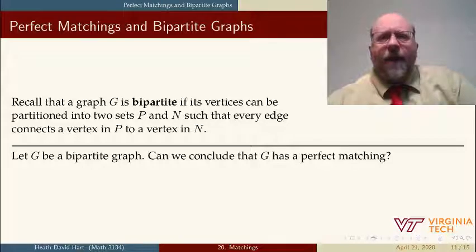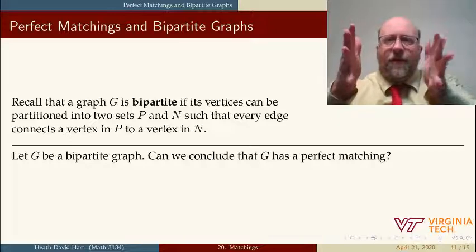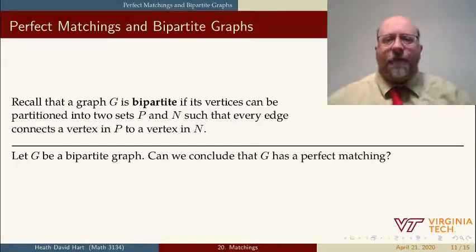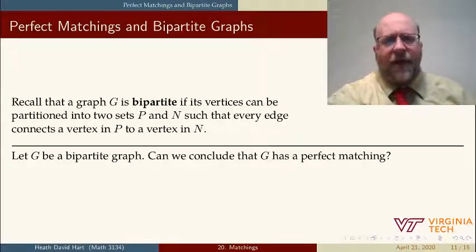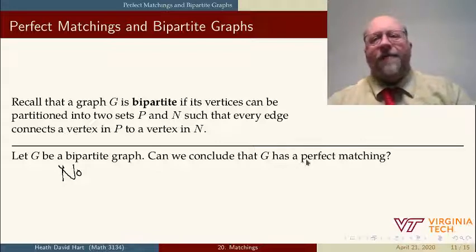So we're going to look at, in a little while, a connection between perfect matchings and bipartite graphs. This seems kind of natural. If I'm matching up vertices to other vertices, that sounds like the way that bipartite graphs work. But the connection is not automatic. If I have a bipartite graph, can we conclude that G has a perfect matching? And the answer is no, because a perfect matching has to have an even number of vertices.